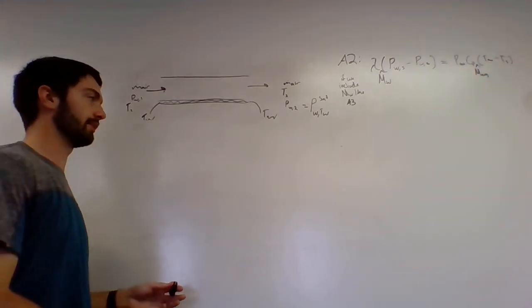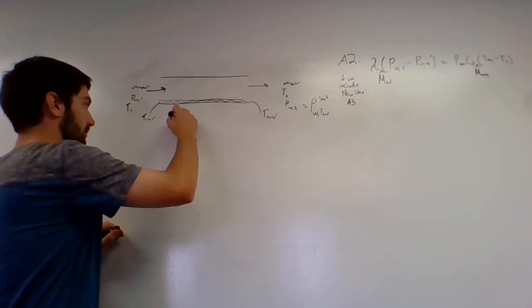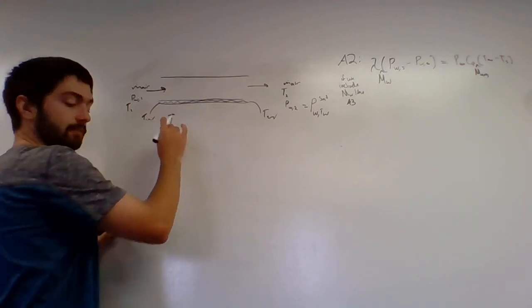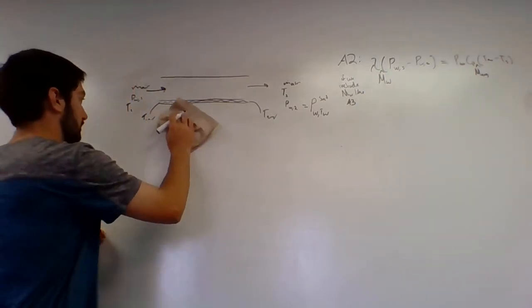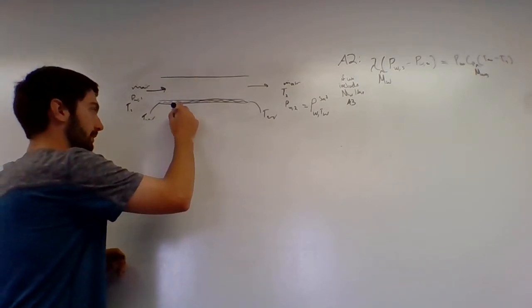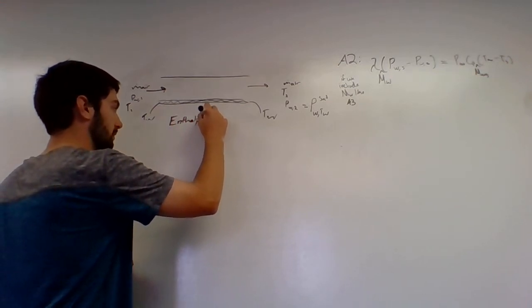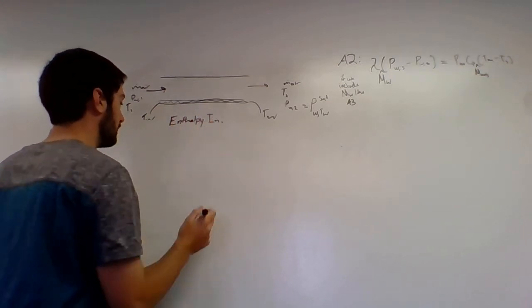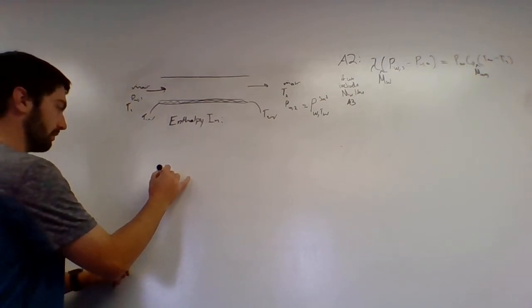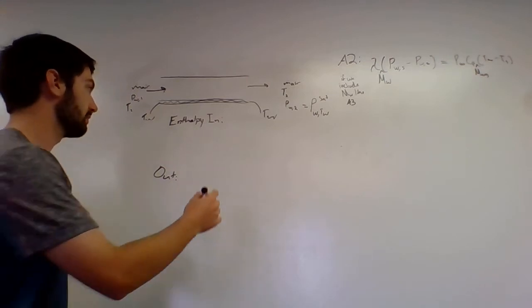So now we want to do an energy balance for this situation. It's a steady state situation, so we know that the enthalpy in is going to equal the enthalpy out. So I'll make an equation for the enthalpy in as well as the enthalpy out.